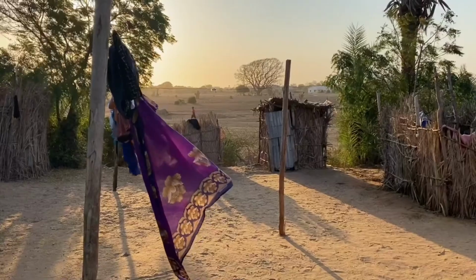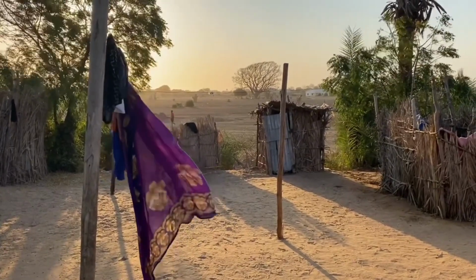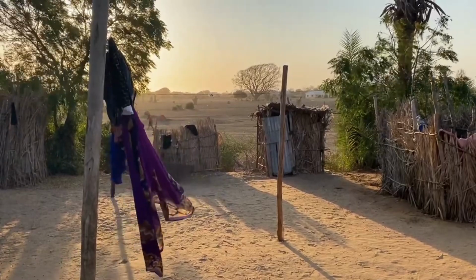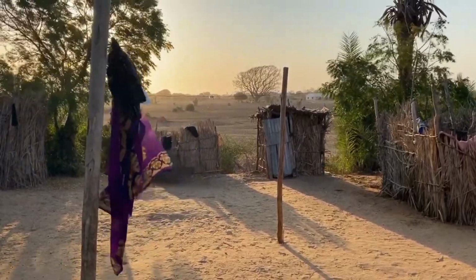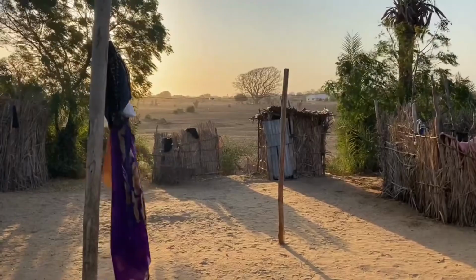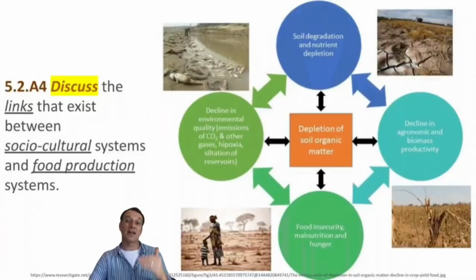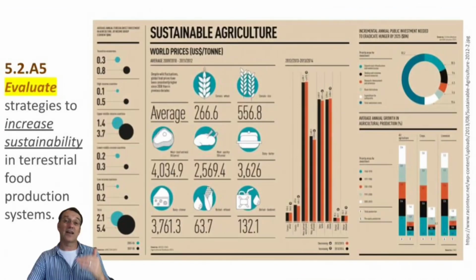Food production is deeply connected to social and cultural systems. For example, poor soil health can lead to low crop yields, which then results in food insecurity and poverty. This in turn makes it harder for farmers to invest in improving their soil, and the cycle continues. Understanding these connections is really important for developing sustainable food systems that not only produce enough food, but also support people's well-being.